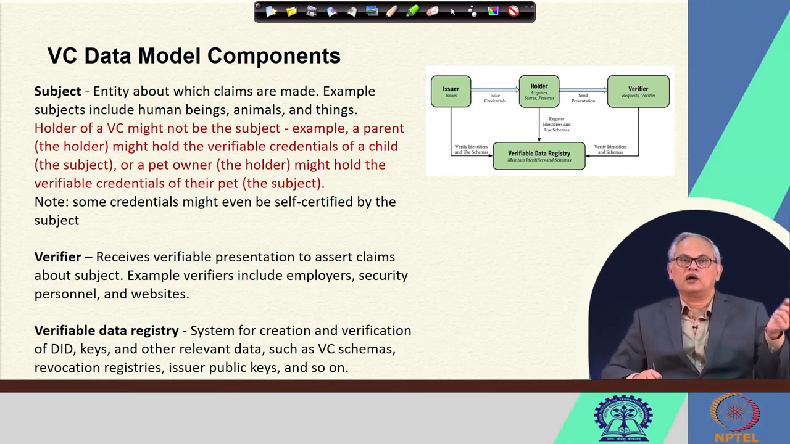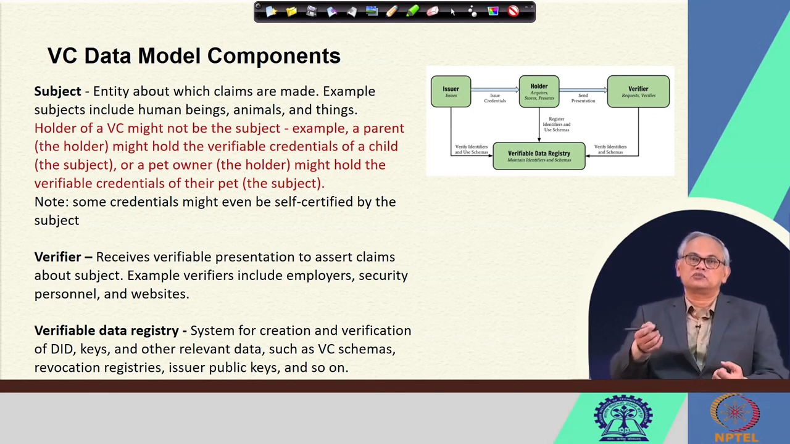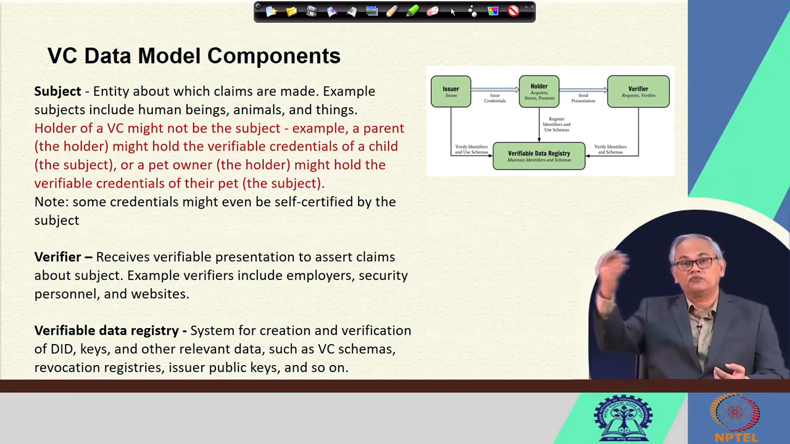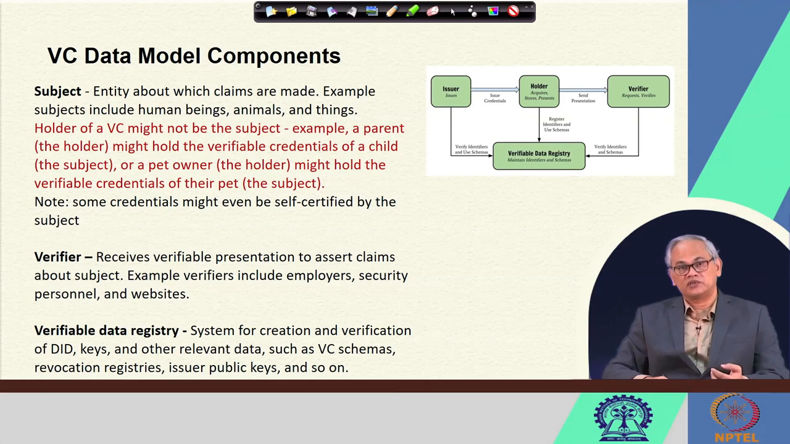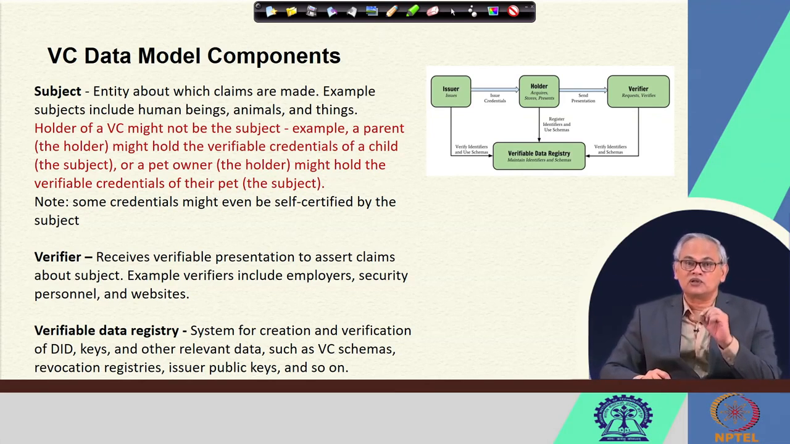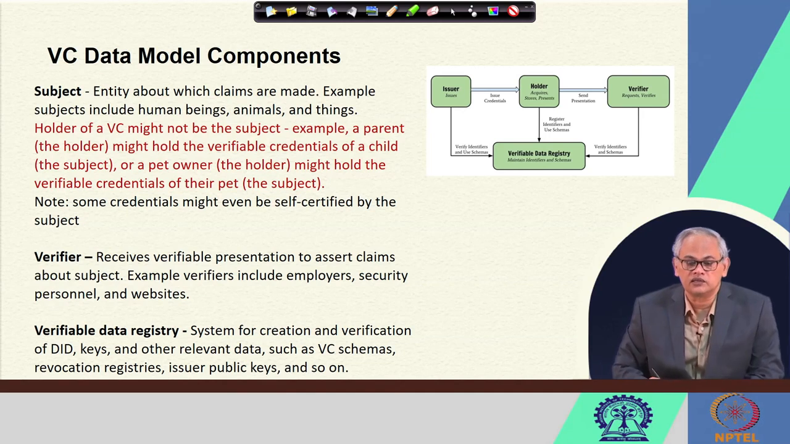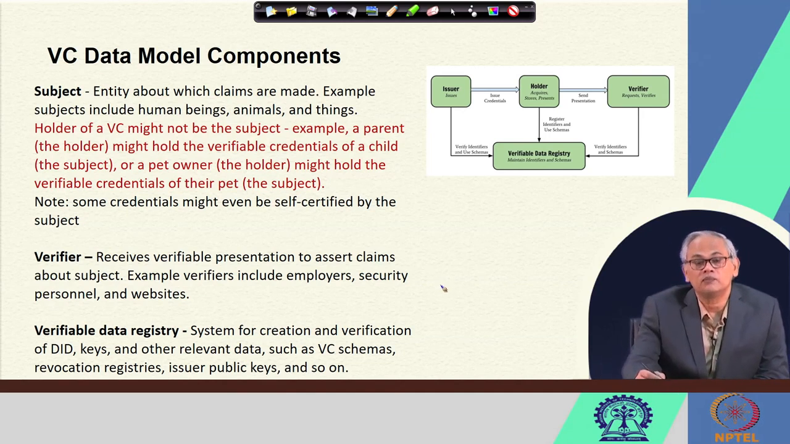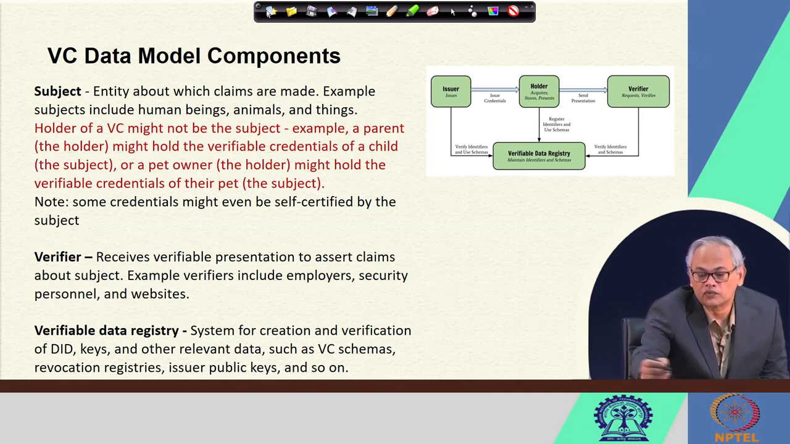For example, say a VC was created for a driver's license and for some reason this has been revoked. So, the driver might still be holding a copy of the driver's license, and if the driver presents it somewhere, then the verifier should be able to check whether this particular license is still valid or it has been revoked. So, that revocation information also would be there in this verifiable data registry.